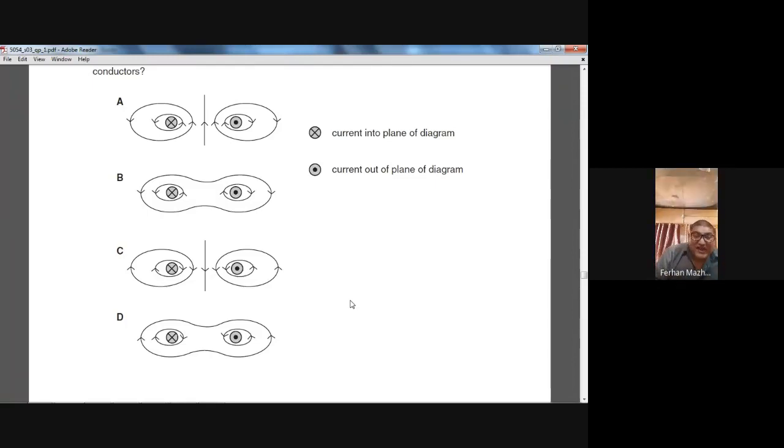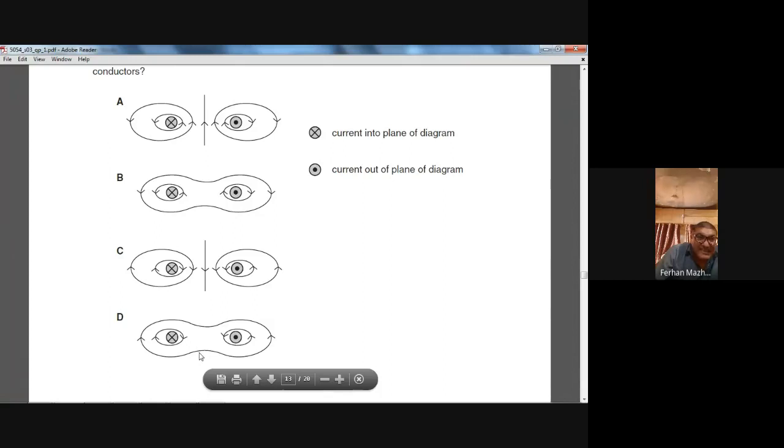It should be clockwise. Now for the other one, the current is going into the page, so the magnetic field should be clockwise. In the middle, the magnetic lines have the same direction, so in the middle, the magnetic lines should come very close. But on the outer side, the magnetic lines are in the opposite direction.